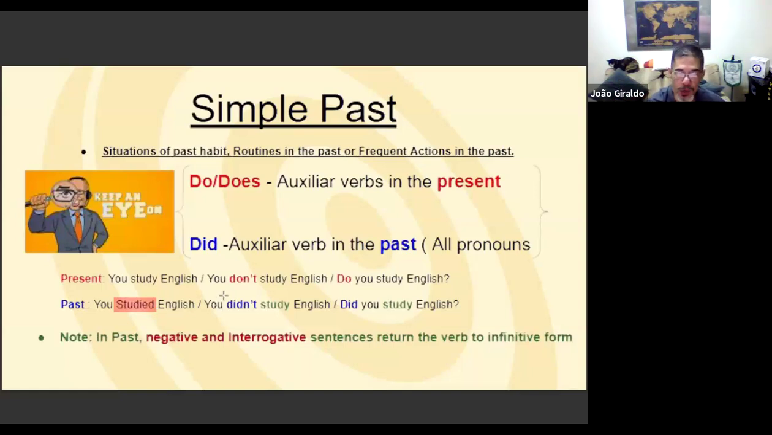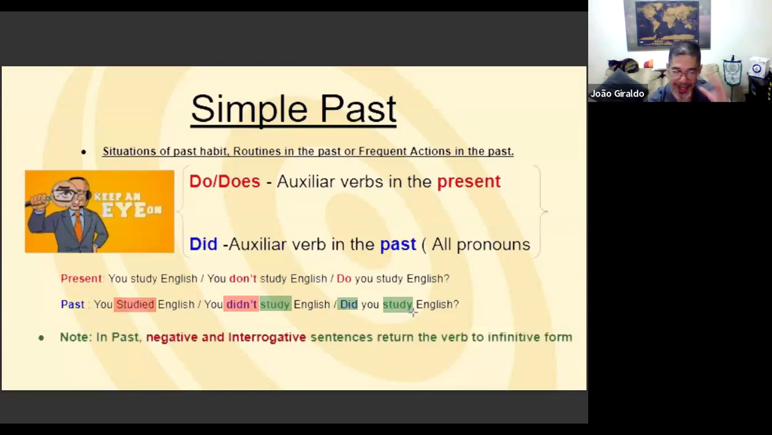When you use the auxiliary verb of the past in the negative, didn't, pay attention here, guys: your verb returns to the infinitive form. And this happens again in the interrogative. You use the auxiliary at the beginning of your sentence, and your verb returns to the infinitive.